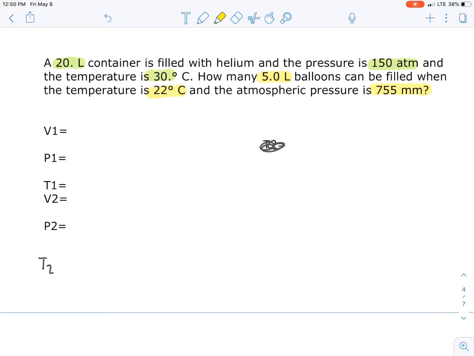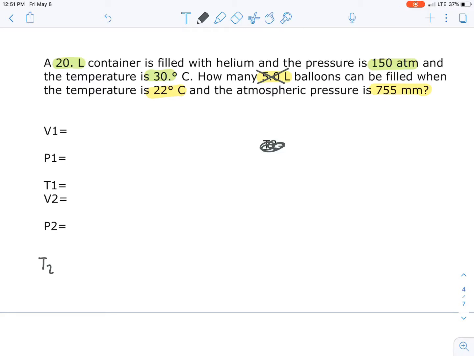Okay, this is a combined gas law question. It says we have a 20-liter container that's filled with helium and the pressure is 150 atmospheres and the temperature is 30 degrees. How many 5-liter balloons can be filled with a temperature of 22 degrees Celsius and an atmospheric pressure of 755? Well, I'll tell you what we're going to do. We're not going to find out how many 5-liter balloons we can fill. We're just going to find out the volume at that new temperature. Okay, so that's what's going to happen here.